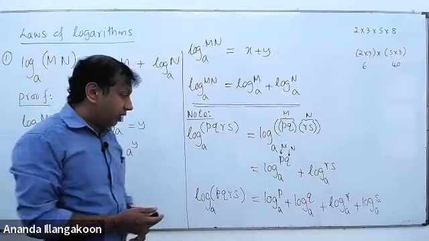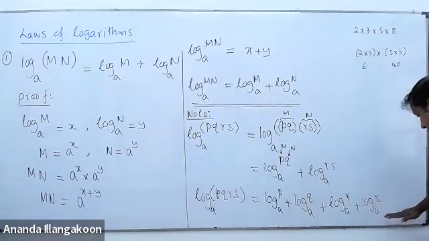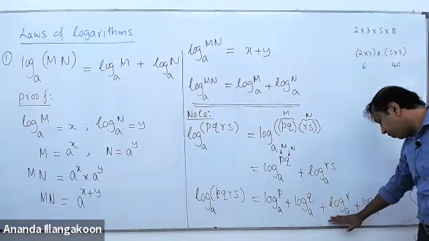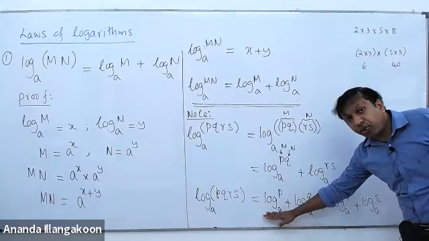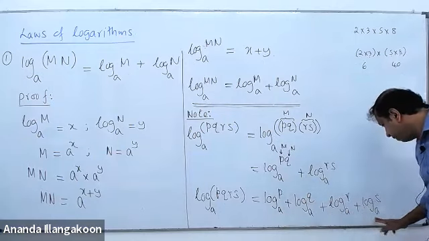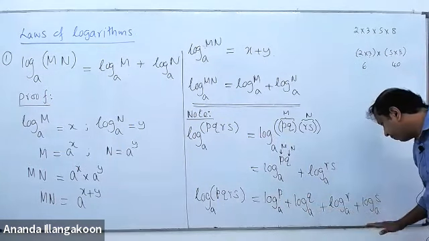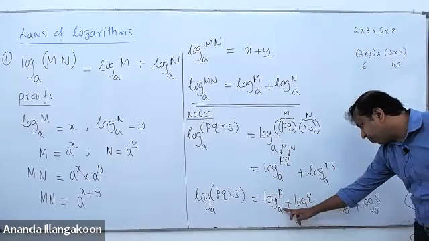Now the converse result. But the converse result means, look at this. On the right hand side, we have the sum of 4 log terms with the same base A. Here, between any 2 log terms, we have an addition sign. Sum of 4 log terms with the base A here.